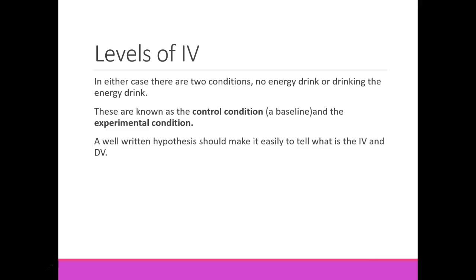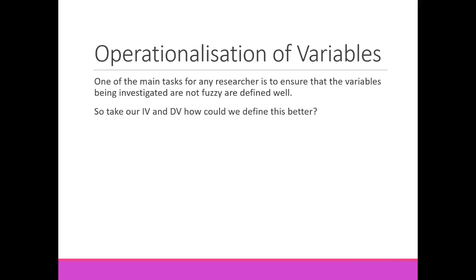A well-written hypothesis should make it easy to tell what the IV and the DV are, and what's our experimental group and what's our control group. But also, we need to make sure that it's very clear what our IV and our DV are and what we are measuring. And this is when we have to operationalise our variables.